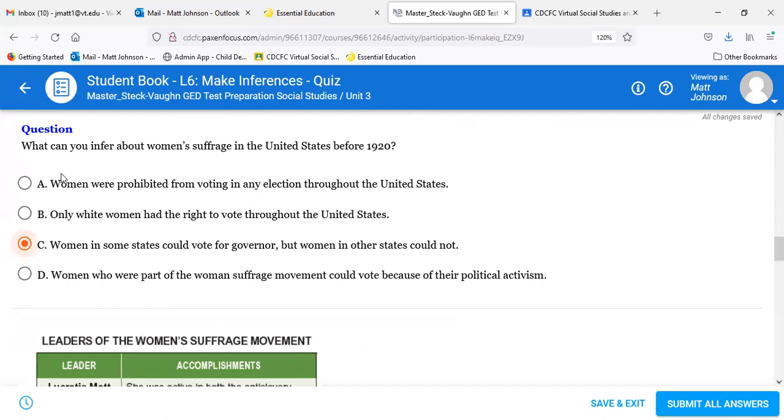So A, there were a few, so that's incorrect. Only white women could vote? No, race had nothing to do with it. It was pretty much women regardless. And then D, women who were part of the suffrage movement could vote? That's inaccurate too. It didn't matter whether you were politically active or not. It depended on the state if you could vote or not.